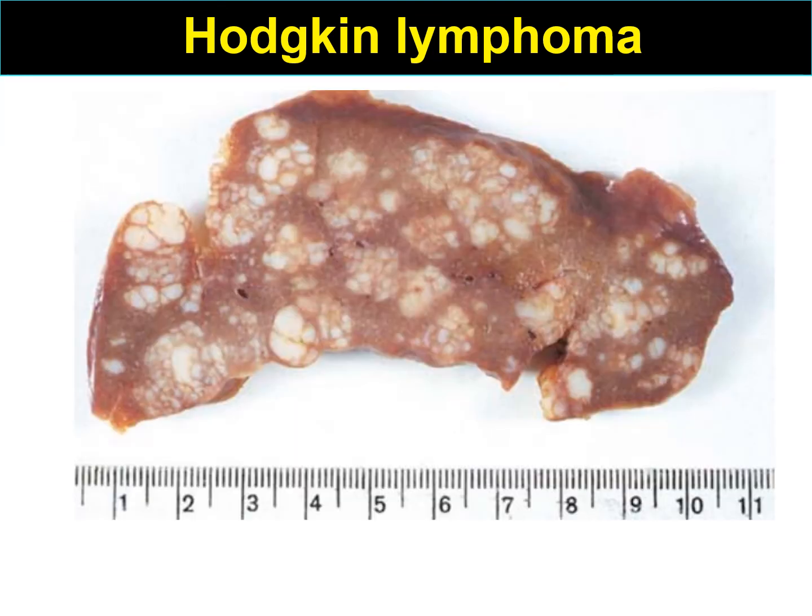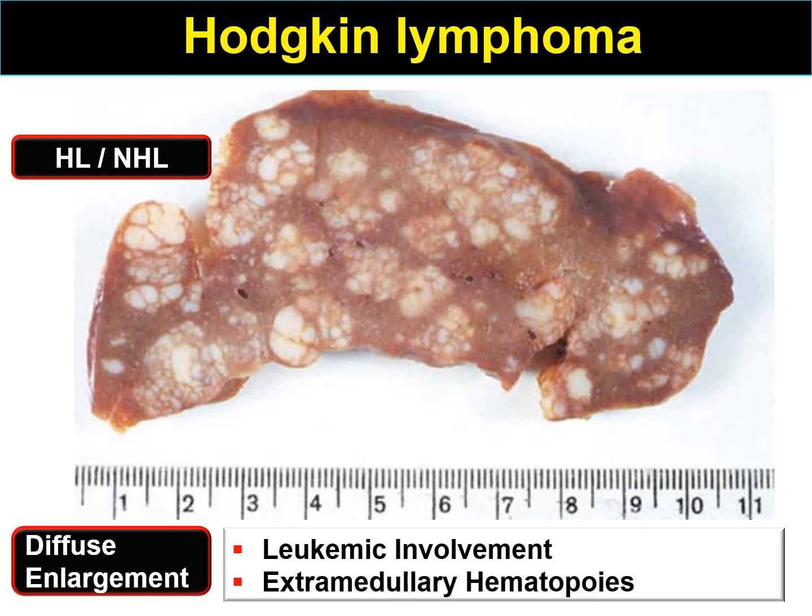This is the gross cut section of the spleen showing replacement of the spleen parenchyma by grayish white nodules. These are multiple and present throughout the spleen parenchyma, and this pattern is usually present in Hodgkin lymphoma and non-Hodgkin lymphoma. In this particular case, it was Hodgkin disease that was proved histologically. Diffuse involvement of the spleen is seen in leukemic involvement and extramedullary hematopoiesis.